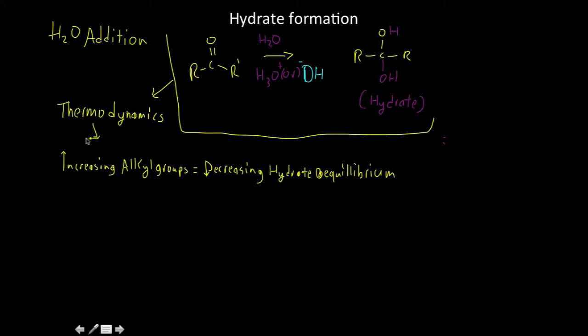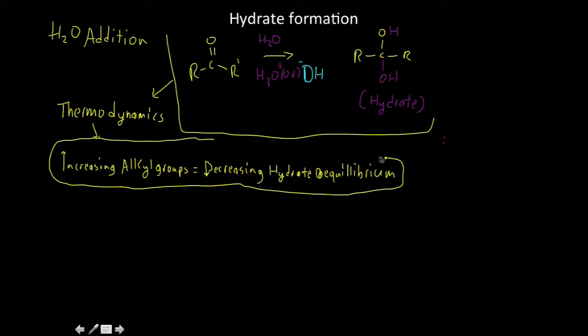So if you have an increasing amount of alkyl groups in your compound, you're going to have a decreasing hydrate concentration at equilibrium. And the reasoning for this, I think it was when we talked about carboxylic acids, you have to think of drawing the secondary resonance structure for this. And I'll give an example of what I'm talking about.